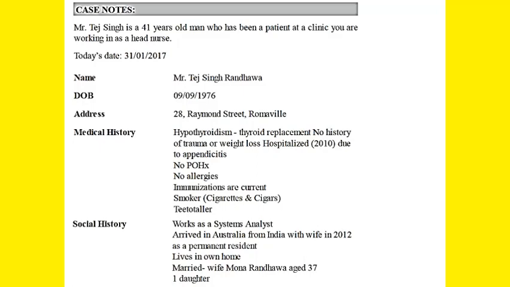So he had hypothyroidism and thyroid replacement, no history of trauma, weight loss, hospitalized due to appendicitis in 2010. No other past history, no allergies, immunizations are current. Smoker, he smokes cigarettes and cigars. Then he's a teetotaler. Teetotaler, you know, is a person who does not consume alcohol. So those kinds of people are called teetotalers.